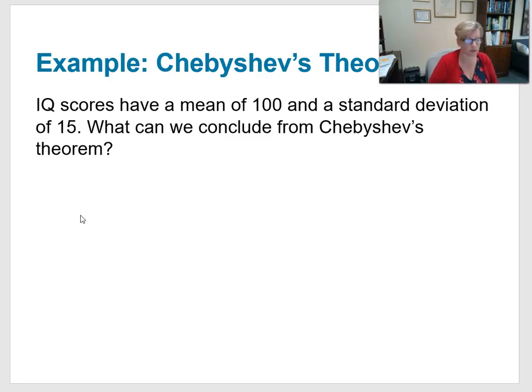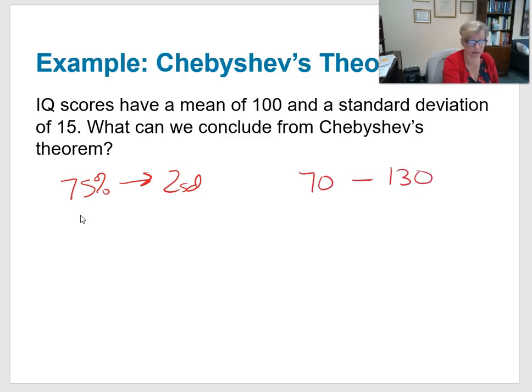What can we conclude from Chebyshev's? Chebyshev said that 75% are within 2 standard deviations. What does that mean? 2 standard deviations we just found was between 70 and 130. Any IQ between 70 and 130, that's 75% of the population. And Chebyshev says that 89% are within 3 standard deviations.